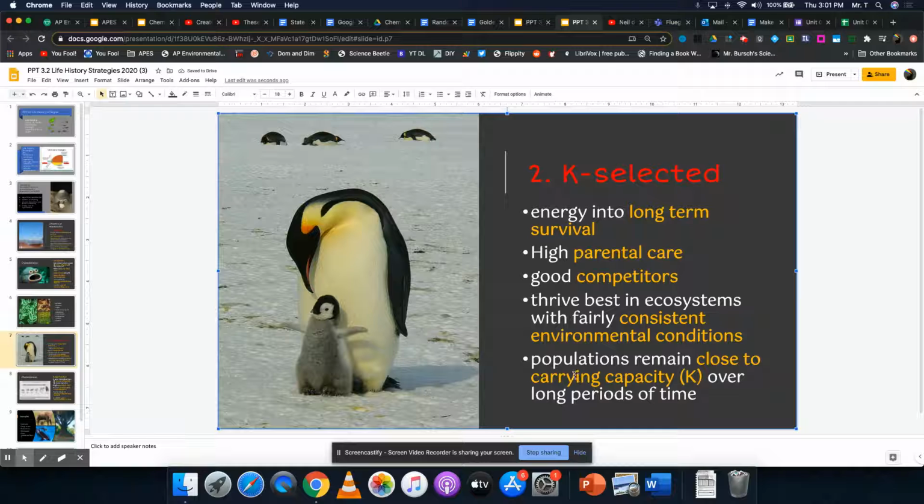Populations tend to exist close to carrying capacity. Unless there's some sort of catastrophe and their population dips, they tend to live near carrying capacity. Their populations stay close to what that ecosystem can support.